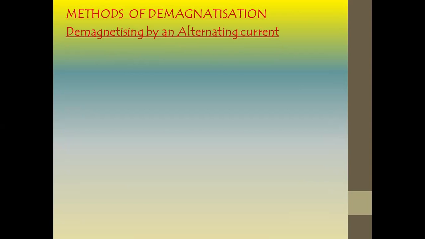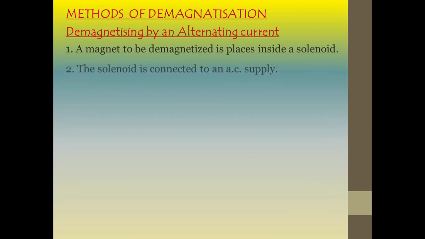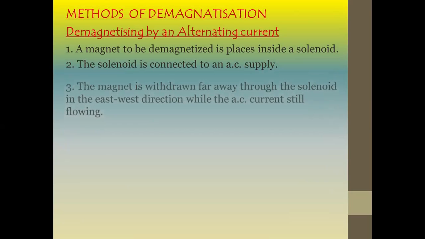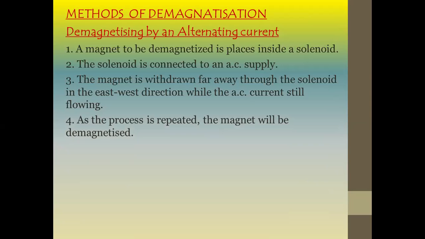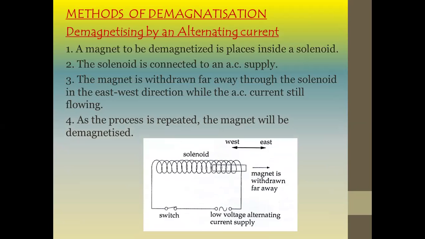There are different ways. First, by using alternating current, a magnet can be demagnetized. The magnet is placed inside the solenoid, and the solenoid is connected to an AC supply. The magnet is withdrawn slowly away from the solenoid in the east-west direction while the AC current is still flowing. As the process is repeated, the magnet will be demagnetized, meaning it will lose its magnetic properties. Like this: this is a solenoid in which you are passing an alternating current, and the magnet is passed through the solenoid in the east-west direction.